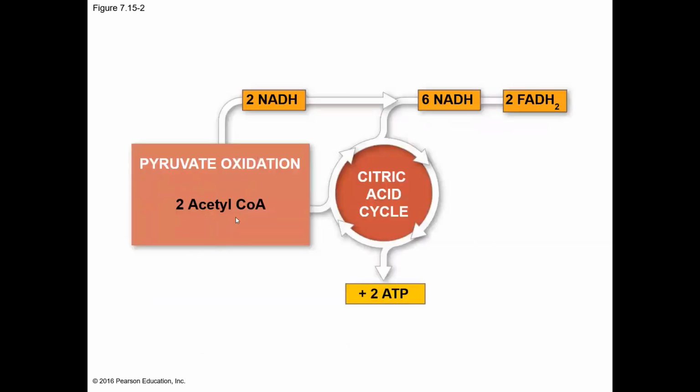Then we have pyruvate oxidation take place, with the pyruvate being oxidized to form 2 acetyl-CoA and 2 NADH, basically gaining those electrons, and so that will be moving towards the electron transport chain. The citric acid cycle will further break apart acetyl-CoA and forms 2 ATP in the process, 6 NADH and 2 FADH2s.